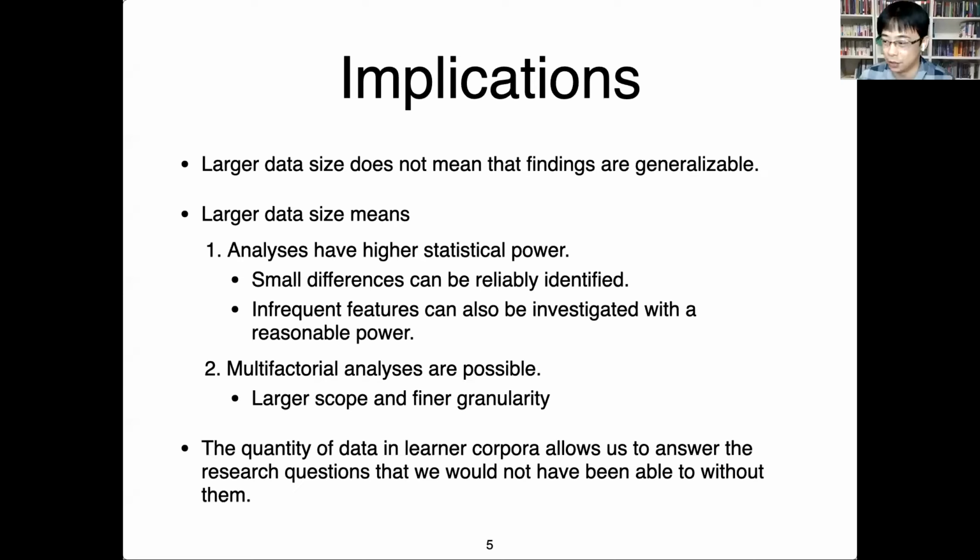the analysis has higher statistical power, which in turn means small differences can be reliably identified quantitatively, and also infrequent features can also be investigated with a reasonable power. It is, for example, difficult to investigate infrequent features like, say, object relative clauses based on only 200 essays. But it is possible to do so with 10,000 or a few hundred thousand essays.